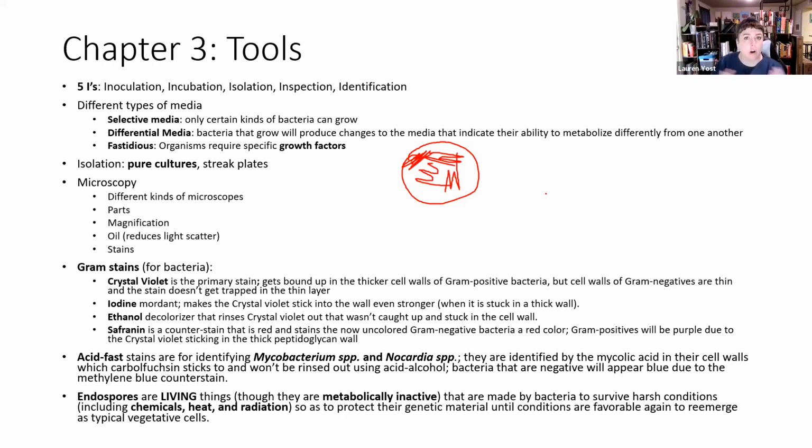Stains, we use stains to give contrast, essentially, so we can actually see the cells, because when you look at cells without a stain, which you'll see in your motility exercise, it's very difficult to see them.